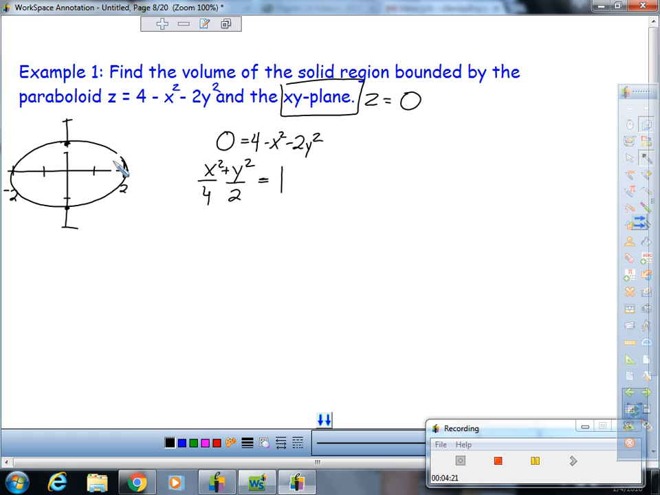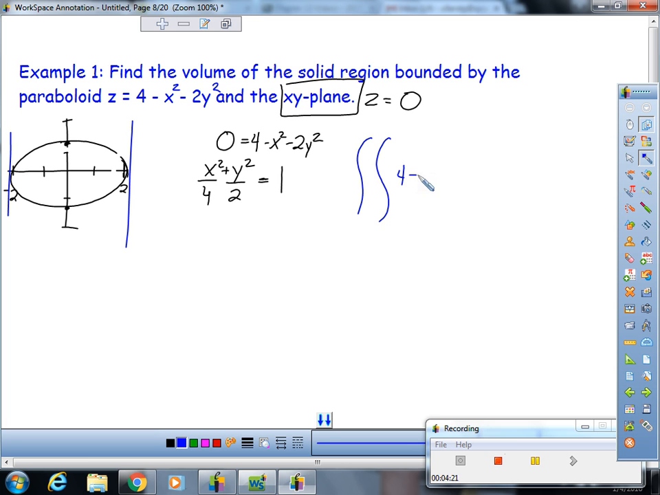Now, as you can see, we could consider this region to be vertically simple, or we could consider it to be horizontally simple. We will just stick with dy dx for this one. So now we'll set up the integral. It's the double integral of 4 minus x squared minus 2y squared dy dx. We know that x is going to go from negative 2 to 2. That's why I chose dy dx, so I didn't have to have radicals there.